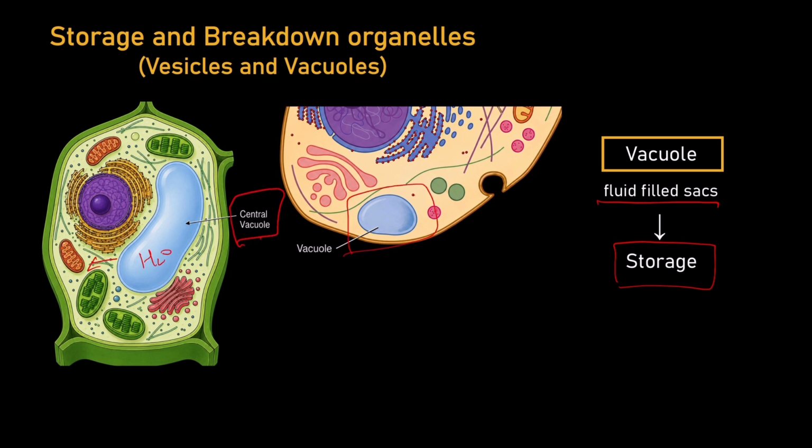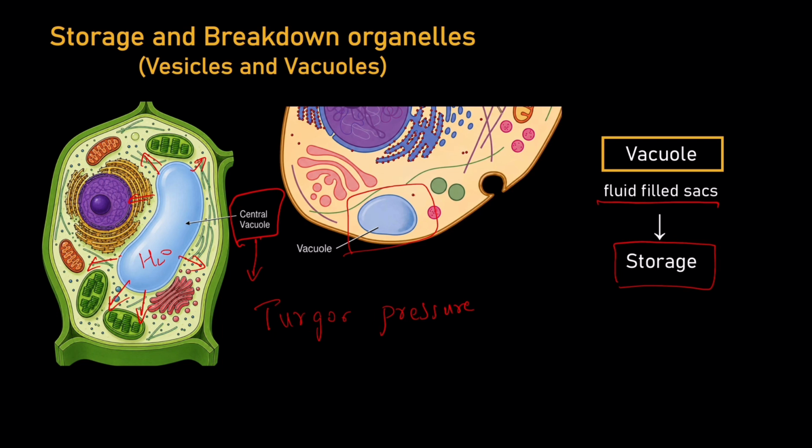The vacuole in plant cells also has a role in creating turgor pressure, which is simply the pressure exerted by the vacuole on the cytoplasm, and this pressure helps plant cells maintain their structure and keeps them turgid. So that was about the storage and breakdown organelles.